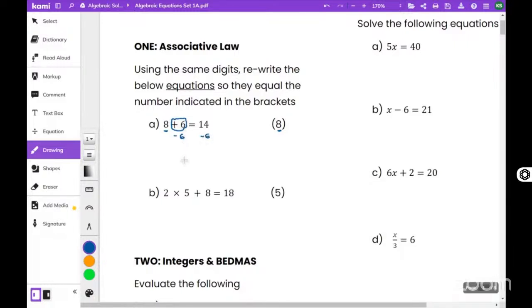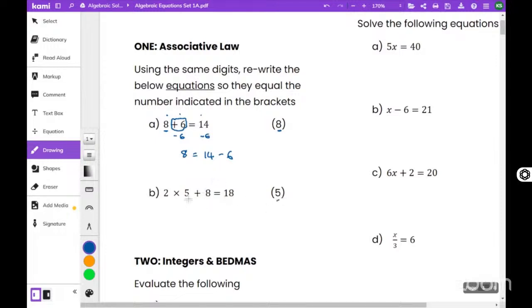And when I make it minus 6, I end up with 8 equals 14 minus 6, which is going to get me 8. All right, which works out. So what I need to do is rewrite it, but instead of working this out, I need to keep every number, which is going to be 8 equals 14 minus 6. And so now I rewrote it so that the number in the bracket is equal to everything else. Okay. Now the next one.